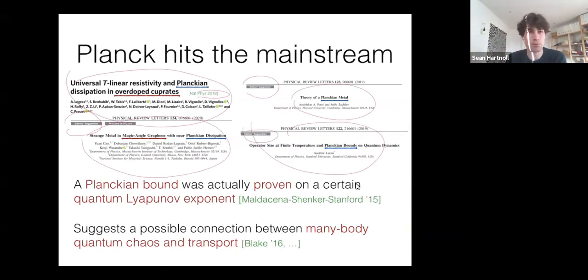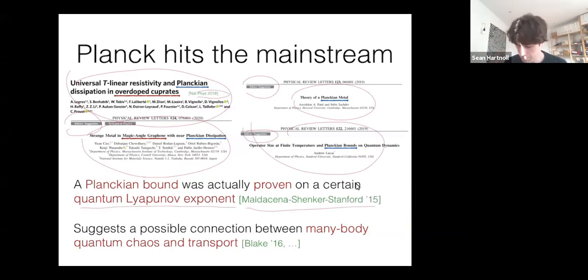And I think this whole program definitely got an indirect boost from the chaos bound, which is a Planckian bound, right? So the chaos bound of Maldacena, Shenker, and Stanford says that there is a time scale that's bounded by this Planckian time, and it's this Lyapunov exponent.